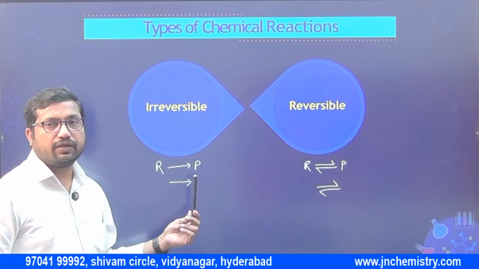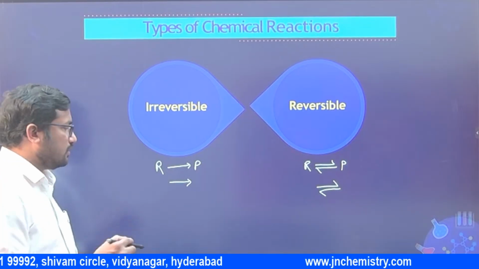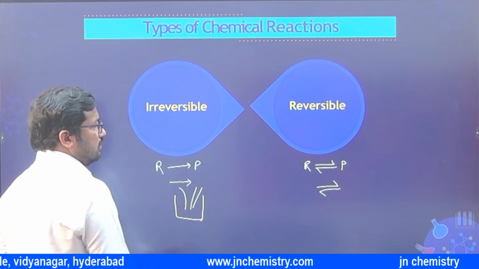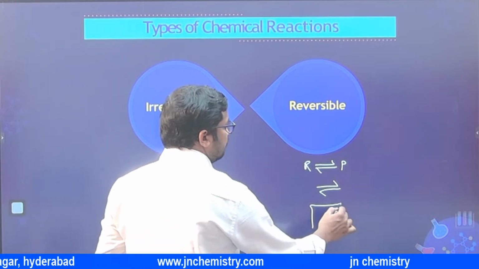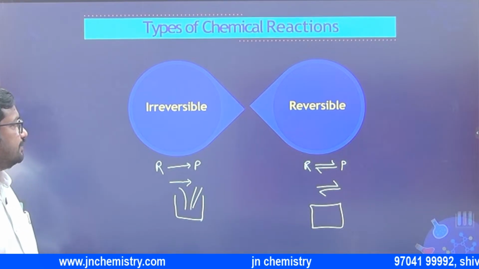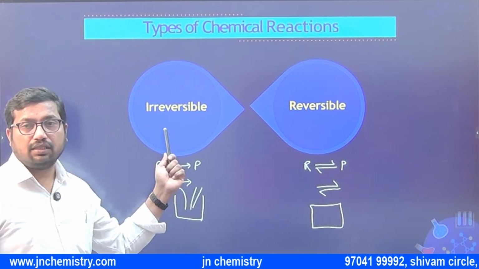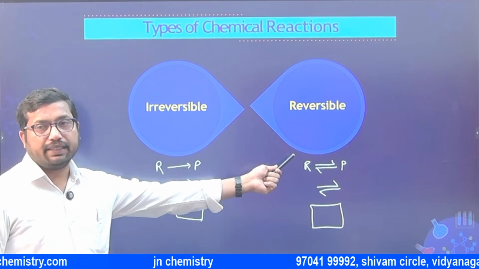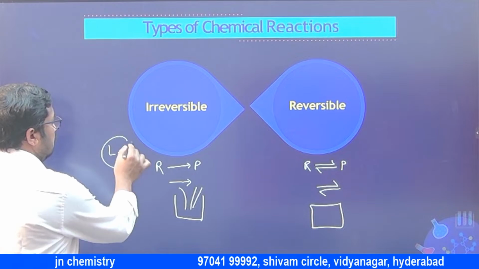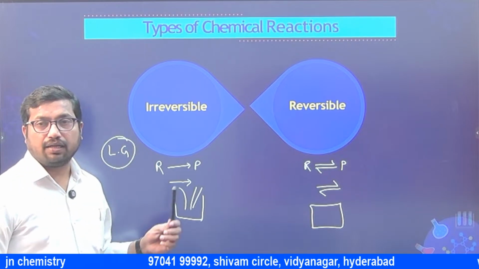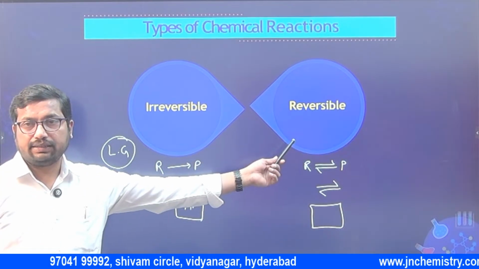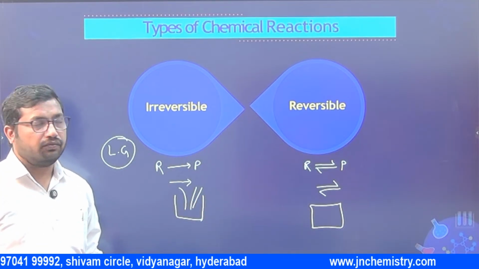Irreversible reactions take place in an open vessel. Reversible reactions take place in a closed vessel. In this case, we cannot apply the limiting reagent. We can apply the limiting reagent over here, but we cannot apply it in this case. So what is the limiting reagent?